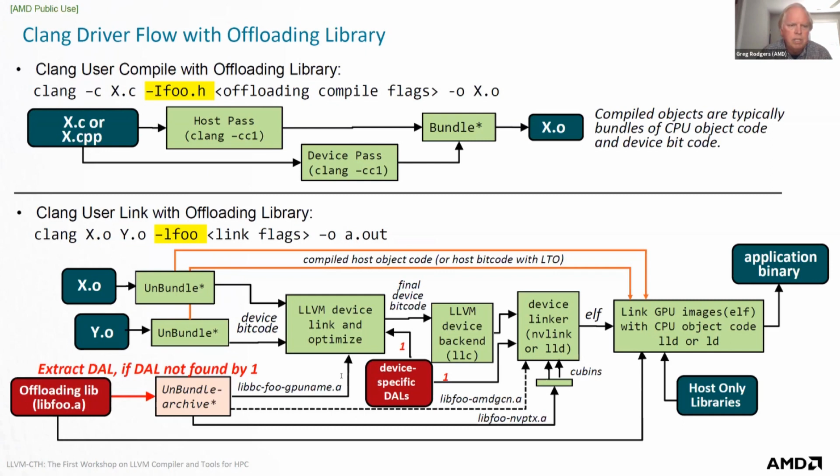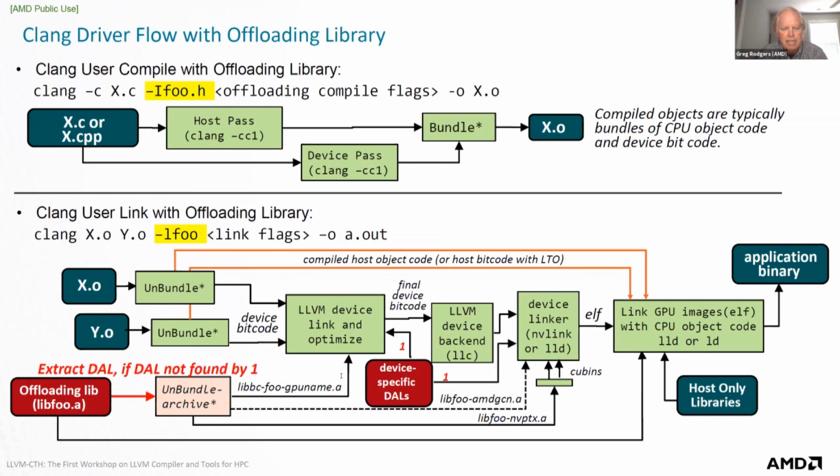So this is the Clang driver flow with the offloading library. The first is the user compilation of his code. And of course, when he's compiling his code and he wants to reference the library, he typically needs a header, so you say -I foo.h. And then essentially the output of that compilation will be a bundled object that will contain typically the host or CPU object code and device bitcode.